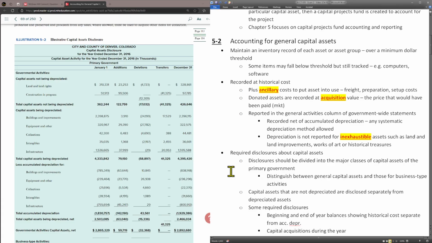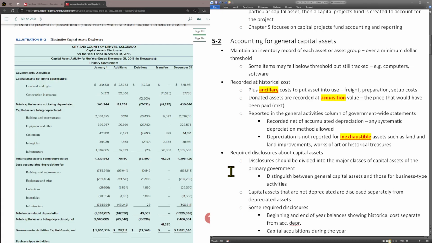GAAP accounting, how do you come up with the cost for a capital asset? It's the cost of the asset itself plus any costs, and here they use the word ancillary. Any ancillary costs to put the asset in use. So freight, preparation, setup costs, training. There's a lot of different things that you would need, anything necessary before it's actually fully in service and producing.